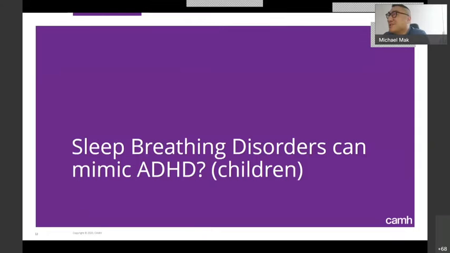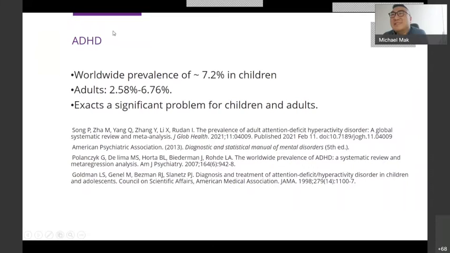So moving on, we're going to look at sleep issues that affect young folks. So, sleep breathing disorders, can they mimic ADHD? If I ask that as a question, the answer is actually yes, of course it can, and it does. So first off, I want to give a brief overview of what ADHD is. It affects 7.2% of children worldwide, and adults slightly lower, anywhere between 2.5% to maybe close to 7%.